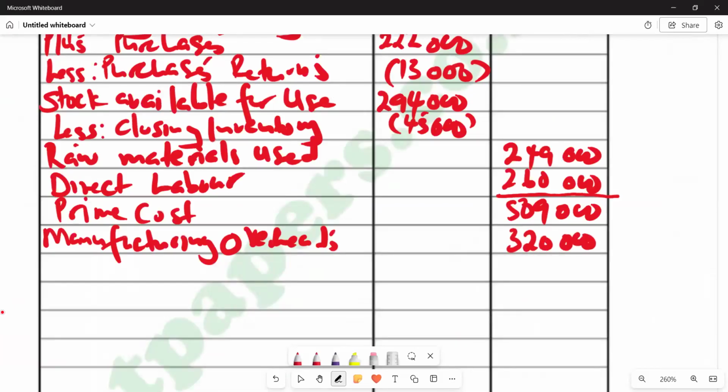So we are going to compare this figure with the total of all the manufacturing overheads listed beneath here. We compare it to 320,000 to see if there's an over recovery or under recovery. If this one is bigger than the total of the manufacturing overheads that we have listed there, it means it's an over recovery. If it's smaller, it means it's an under recovery. So just like that, we can go on and list all the manufacturing overheads that we have.